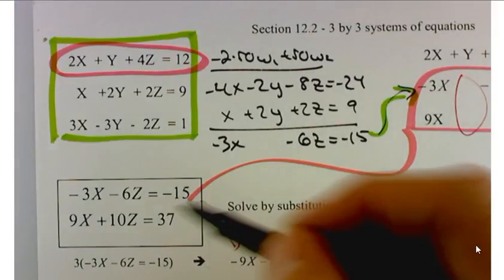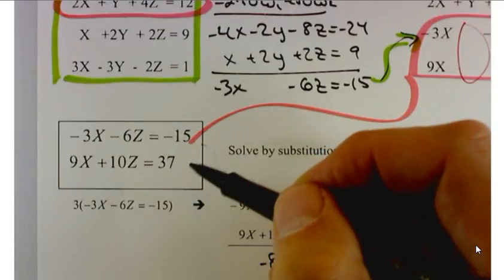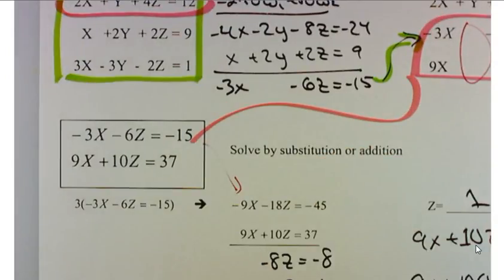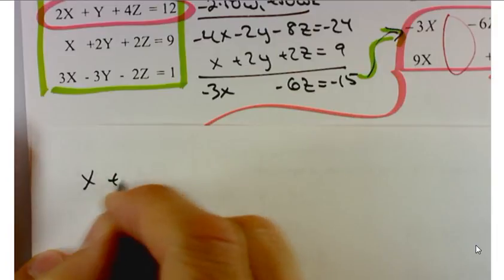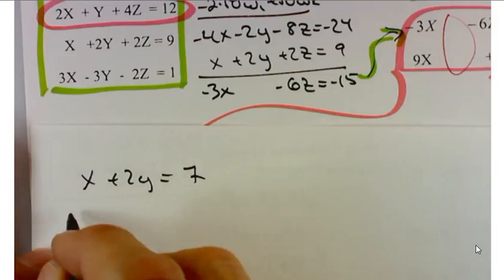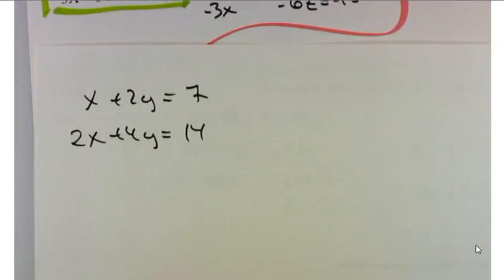For the second part here, this part is totally up to you. Whatever's easiest. That's what I would encourage. I mean, if you ended up with something like x plus 2y equals 7 and 2x plus 4y equals 14, you might be able to look at it and go, you know what? Those are really the same line. So I know I'm going to have problems.